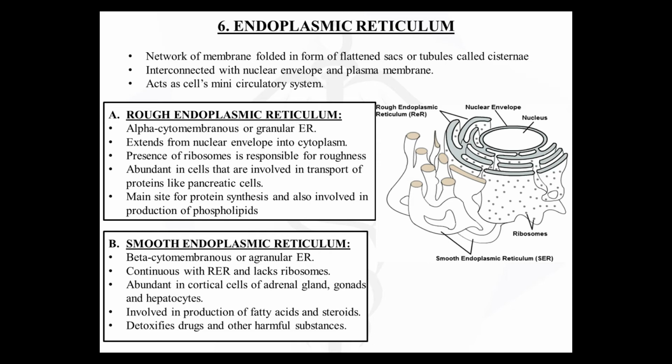Next is smooth endoplasmic reticulum. It is also called as beta cytomembranous or agranular endoplasmic reticulum. Smooth endoplasmic reticulum is continuous with the rough endoplasmic reticulum and lacks ribosomes on its outer surface. It is abundant in the cortical cells of adrenal glands, gonads, that is testis and the ovary, and hepatocytes. It is involved in the production of fatty acids and steroids. It detoxifies drugs and other harmful substances.